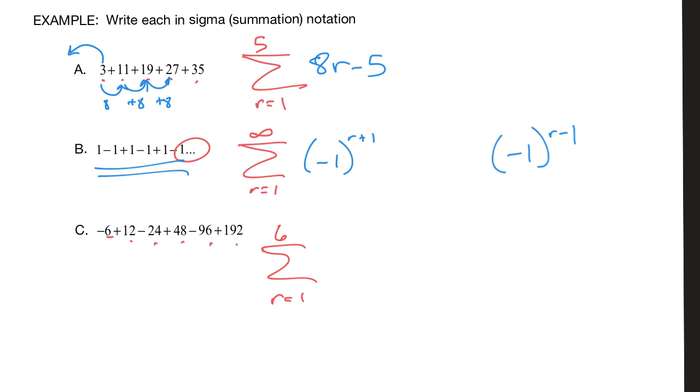All right, and then this last one, the first thing I see is alternating signs. So let me get this in there. And then now that I can ignore the alternating signs and only focus my attention on the 6, the 12, the 24, the 48, etc., I can kind of see that I am multiplying by 2, right? So it's a geometric sequence. So the 2 is what's being raised to the r minus 1, and the first term is going to be that 6.